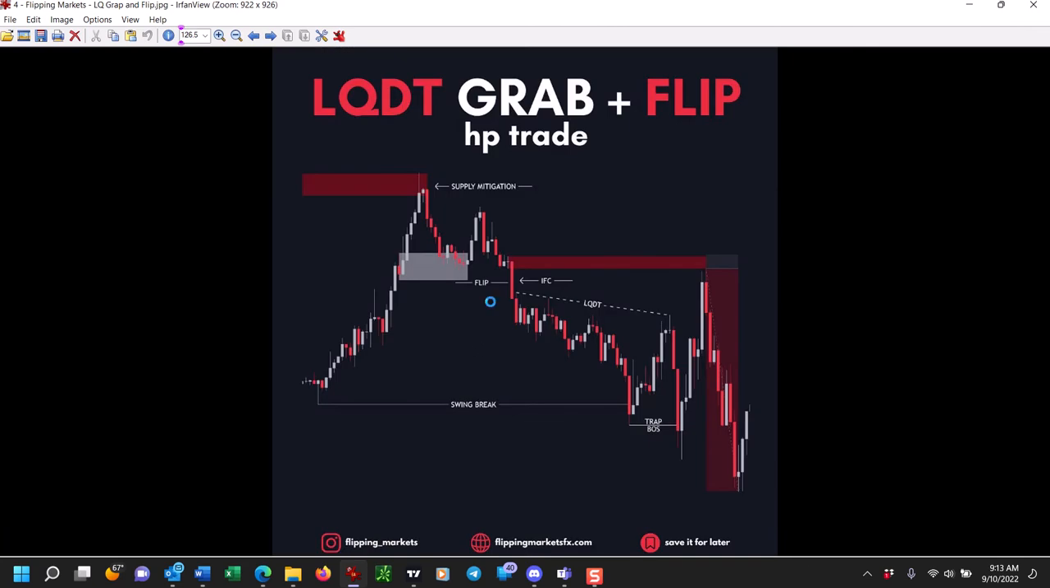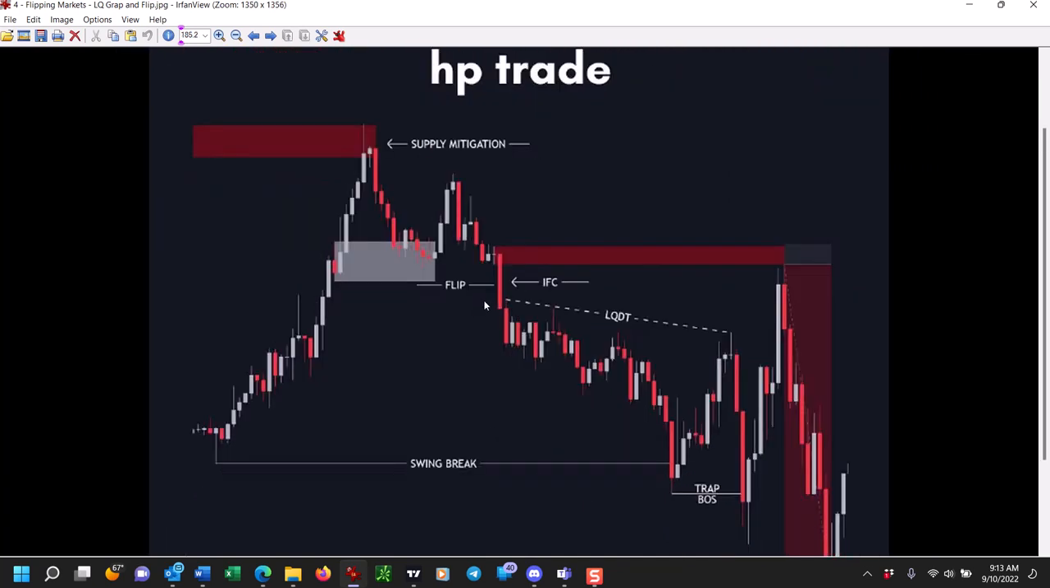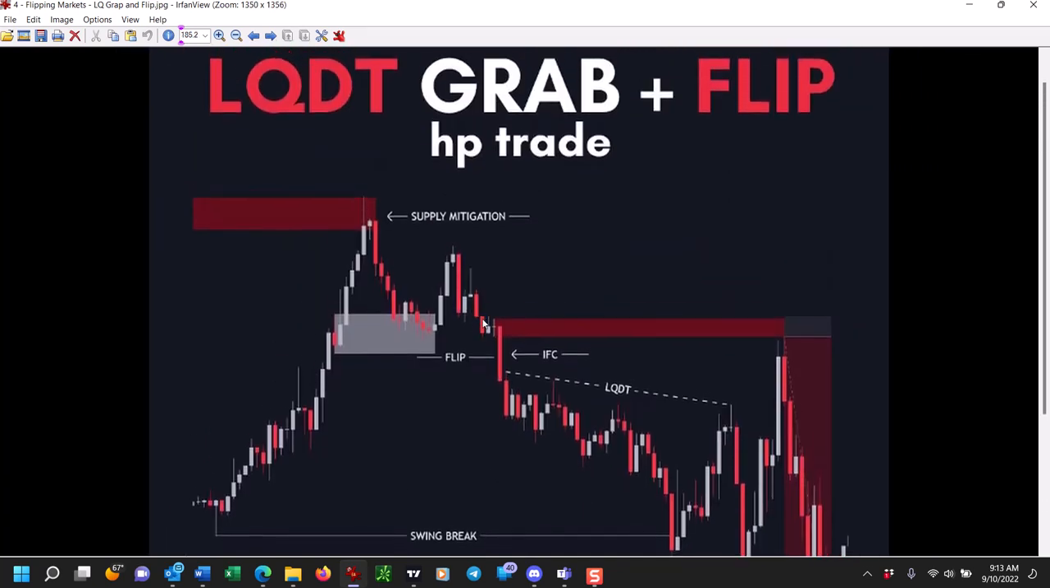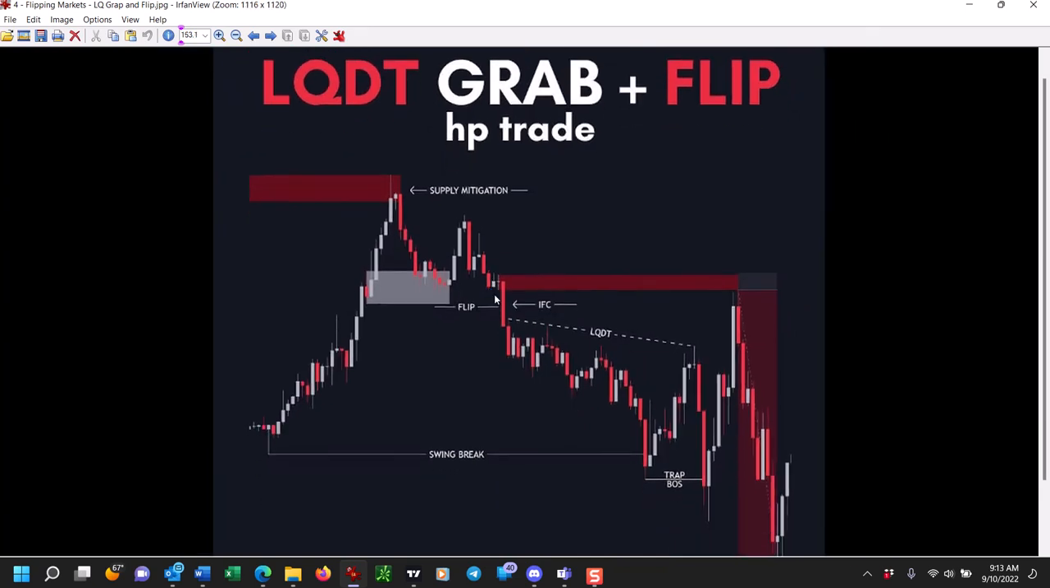Okay. And let's zoom in on this bit a little bit. So this guy, he's on Instagram and he puts out images all the time. And they're pretty good images. So this is supposed to say liquidity grab plus flip, high probability trade is what he's saying. So up here, you can see this zone comes from the past. It comes up and it mitigated this supply by going into here and it goes down. Okay, so we know that part.